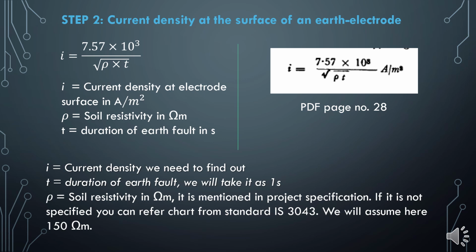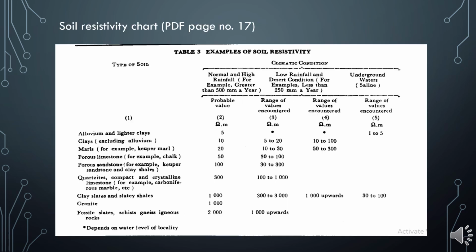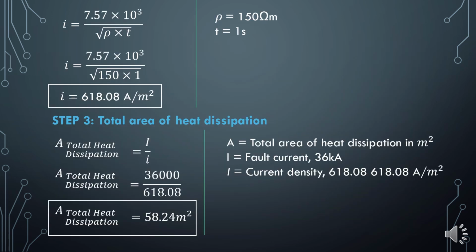It is usually mentioned for the bigger projects. If we do not have the data, we can refer to the chart provided in standard. Here, we will consider soil resistivity as 150 ohm meters. This is the snapshot of soil resistivity chart from standard IS 3043. By inserting the values of soil resistivity and time, we will get the current density in ampere per square meter.